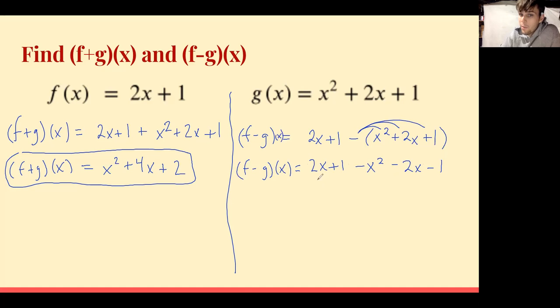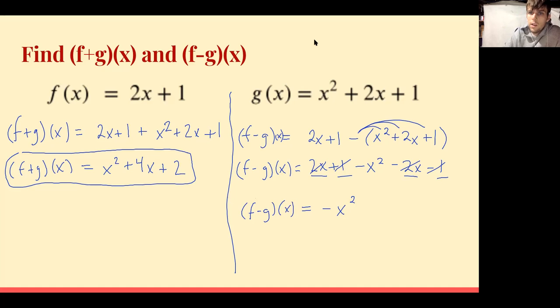And now it's just a matter of combining like terms. I have plus 2x minus 2x. Those will go away. I have plus 1 and minus 1. They'll also go away, which actually just leaves me with negative x squared. So that's actually a pretty nice answer for our difference of those two functions.